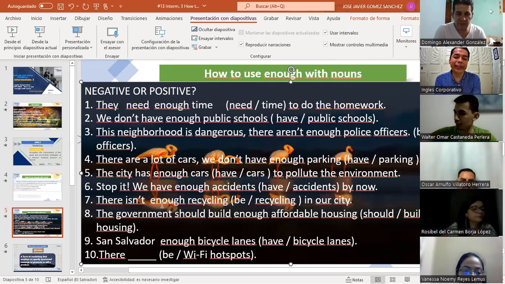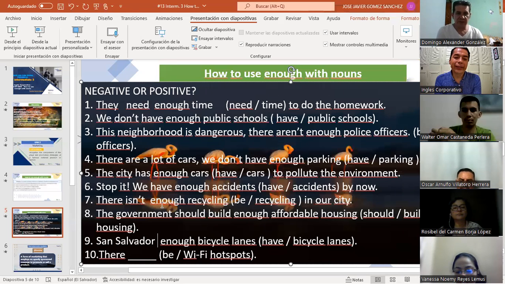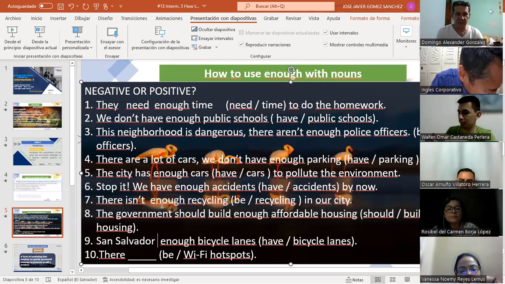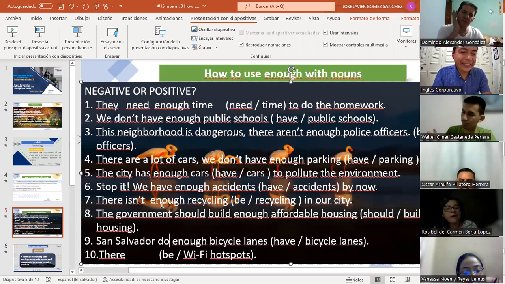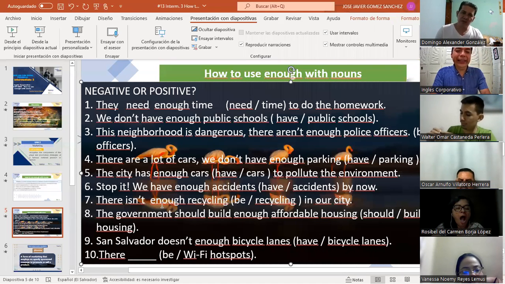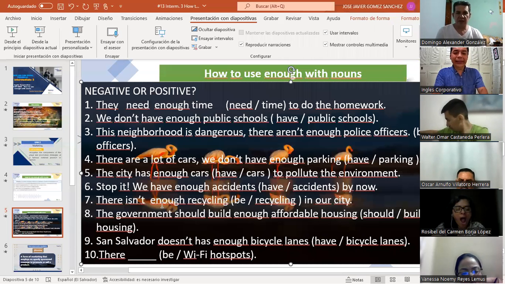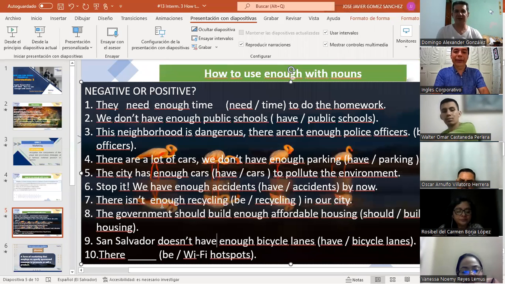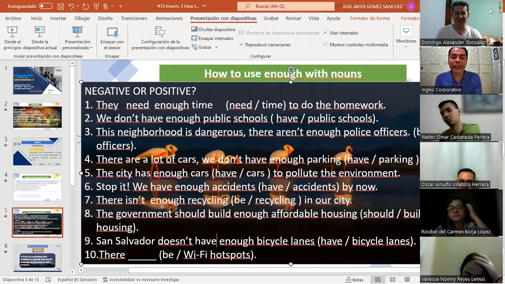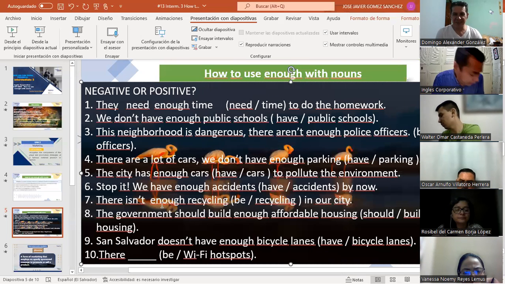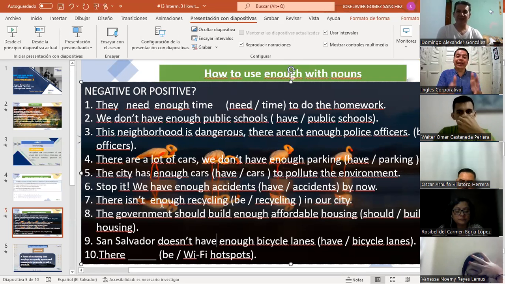¿Alguien que nos ayude? Doesn't have. Sorry, repeat. Doesn't have. Like this? Have. Okay, very good. Thank you. San Salvador doesn't have enough bicycle lanes. Lanes, I guess. What is lanes, teacher? Sorry? Líneas. Lanes? Líneas. O carriles. Carriles. Ah, okay. Yes. So no, right? Not enough.